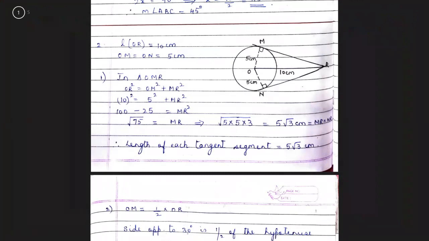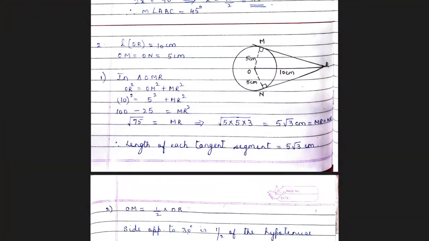In triangle OMR, you have OR square equal to OM square plus MR square. Children, look at the figure carefully. Angle OMR is 90 degrees because OM is the radius, MR is the tangent. So the angle between the radius and the tangent is 90 degrees. The side opposite to 90 degrees is the hypotenuse, that is OR. So according to Pythagoras theorem, OR square is equal to OM square plus MR square.